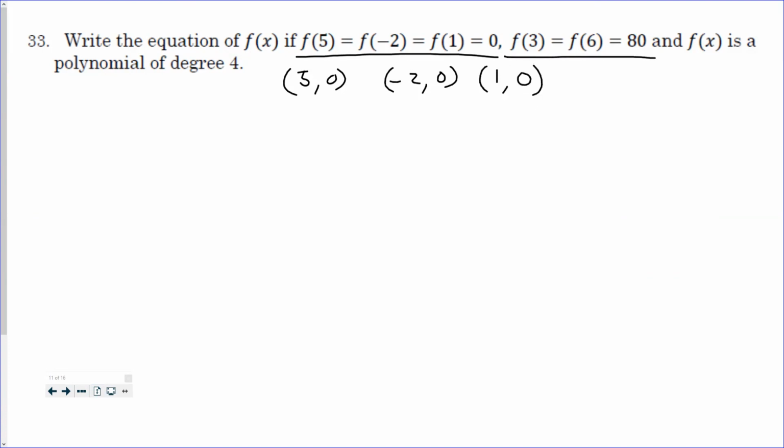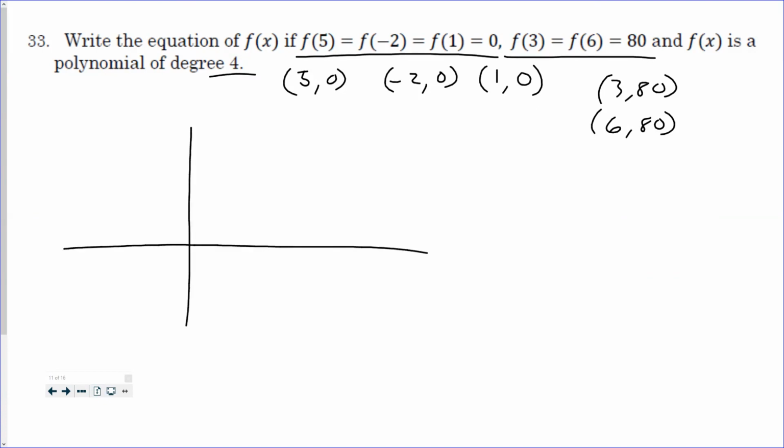And this part right here, f of 3 equals f of 6, which equals 80, just tells me I have the points 3, 80 and 6, 80. And I'm also told I have a degree of 4. So what I'm going to do now is I know what points I have, so I'm going to go ahead and just graph this function. So I have points at negative 2, at 1, and at 5. And I'm also told I have a point at 3, 80. That's going to be between 1 and 5, so like right up here. And at 6, 80, which is to the right of 5.